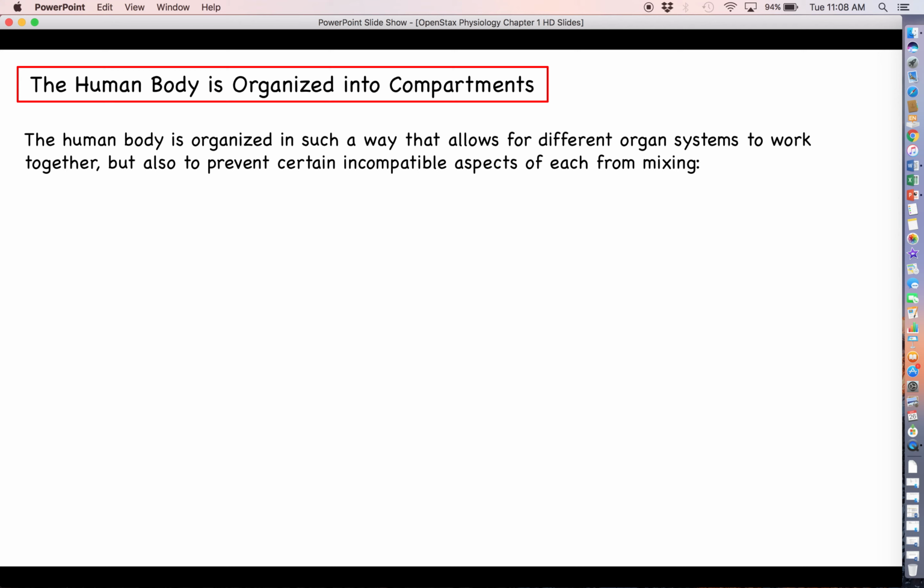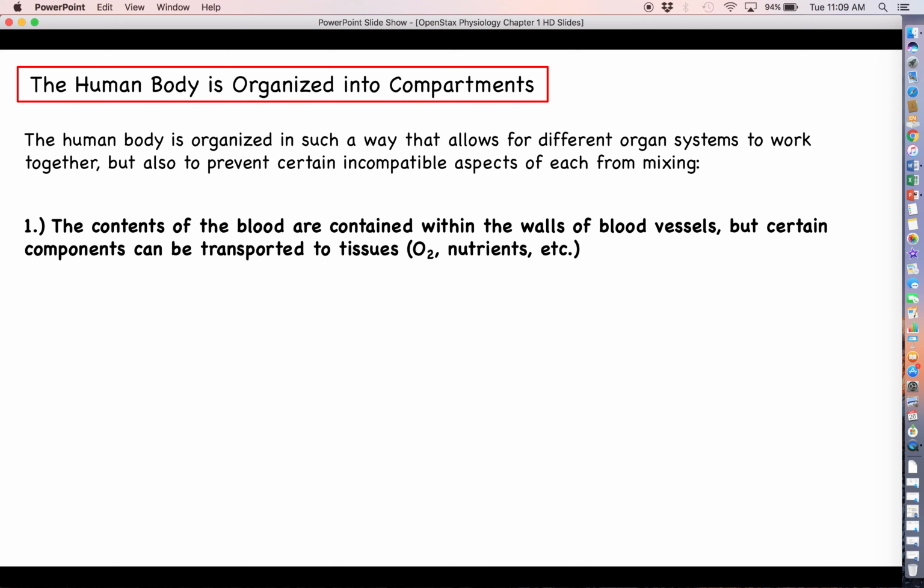Right? We don't want that stomach acid mixing with, say, the blood. The blood is supposed to have a pH of about 7.4. The stomach acid in your stomach is about 2.0. So we want to compartmentalize the contents of the stomach away from the contents of, say, the blood vessels or the contents of the cerebrospinal canal. We want to compartmentalize to allow things to work together, but such that things don't just willy-nilly mix together, because as we're going to find out throughout the semester, things would really not work if we allowed such a thing to occur.